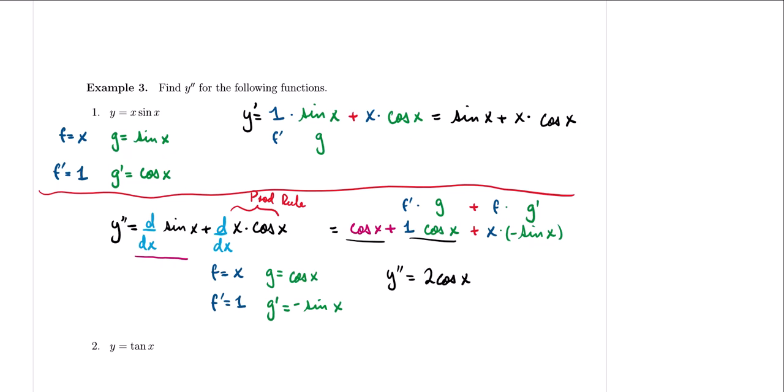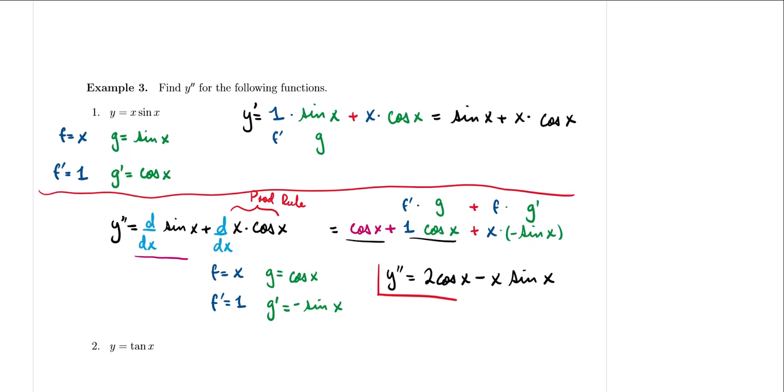Then we have an x times the negative sine of x, which is going to be a negative x sine of x. And there we go. We get the second derivative function for the x times sine of x. This one here is our final answer. Not much that we can simplify.